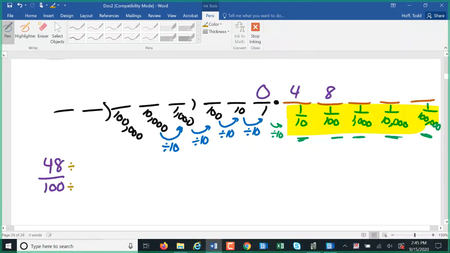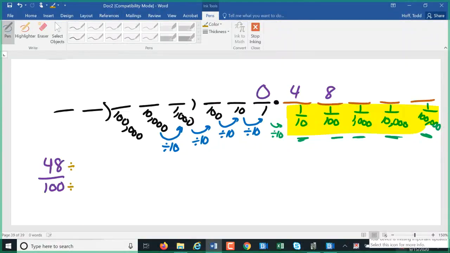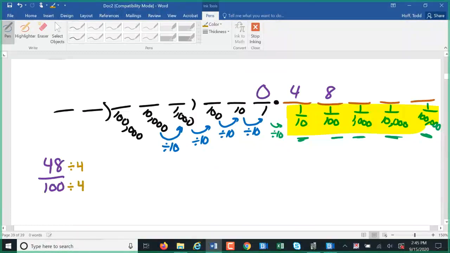What do both 48 and 100 divide by? They're both even, so they can be divided by 2, but they can both be divided by 4. 48 divided by 4 is 12. 100 divided by 4 is 25. So 12/25ths is as far as we can reduce that.